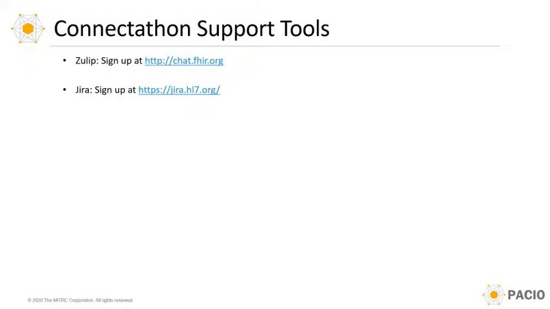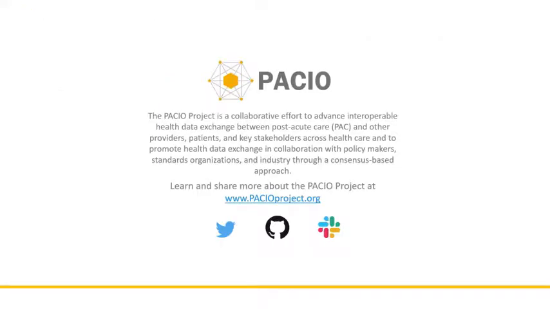There's also JIRA. JIRA is the way HL7 tracks issues for all of our implementation guides; the PACIO implementation guides and also eLTSS are sponsored by HL7 work groups. It's very important that we track the issues that come up during these Connectathons so that, after the Connectathon is over or even during it, we can review those issues and try to resolve them. If you have not signed up for JIRA, please do so at jira.hl7.org. Next slide. And that's it.